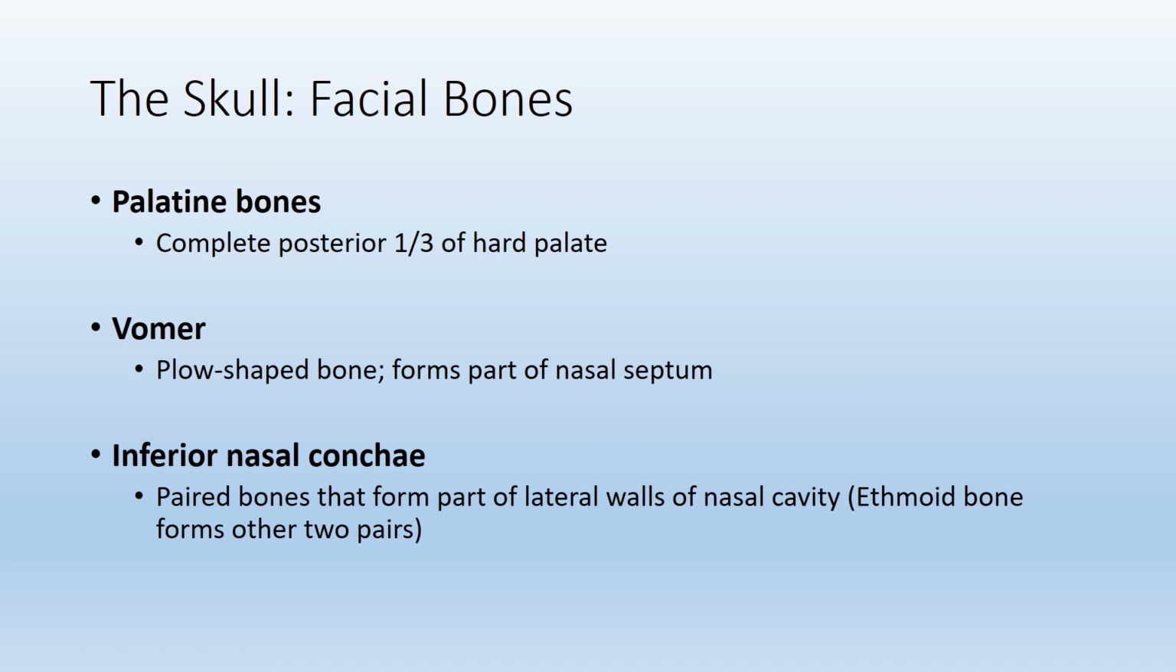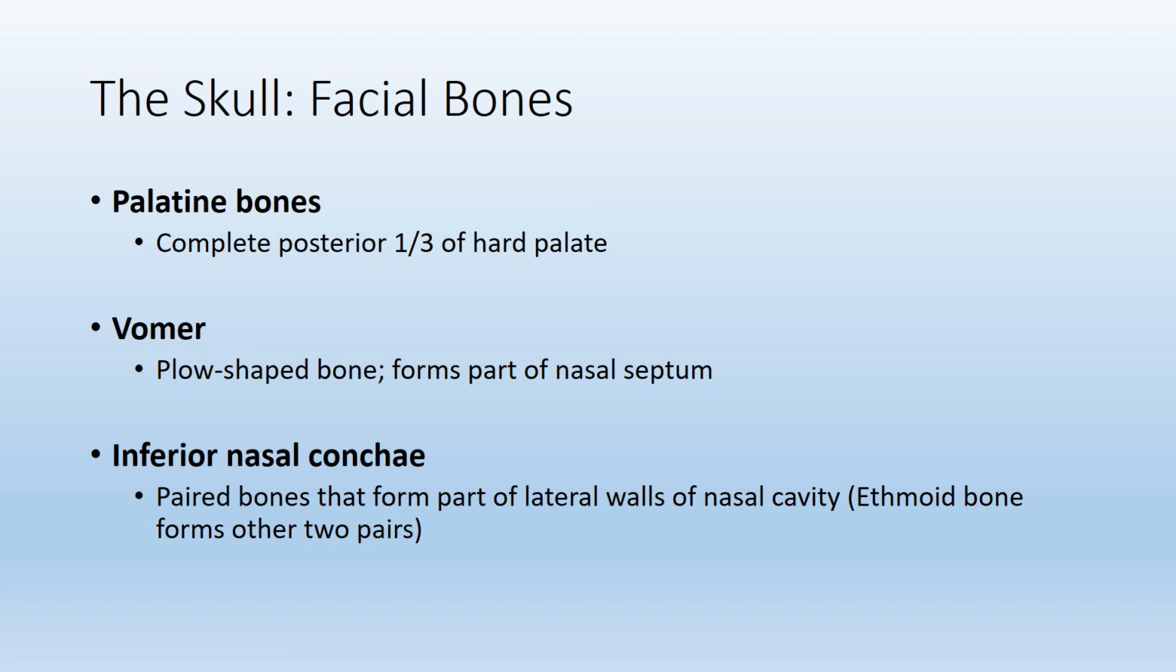The last bit of the facial bones will include the palatine bones. The palatine bones will articulate with the palatine processes of the maxilla to complete the hard palate, or the roof of the mouth. The vomer is found in the nasal cavity. The vomer helps to form a part of the nasal septum.